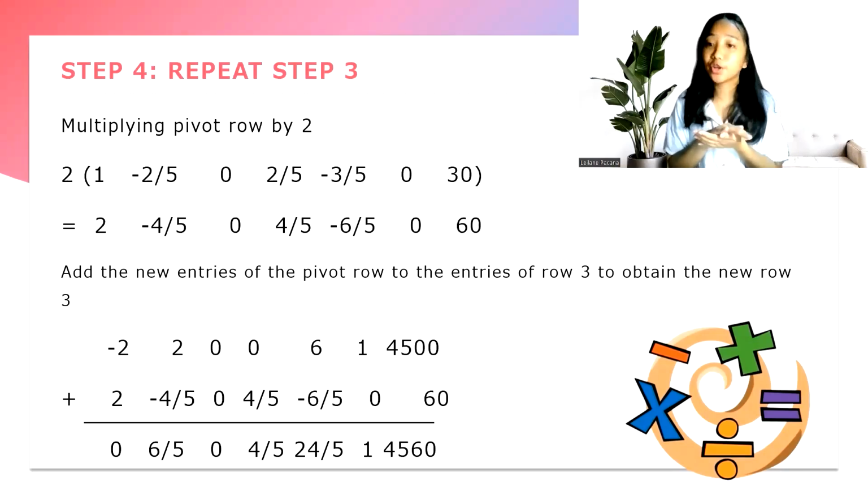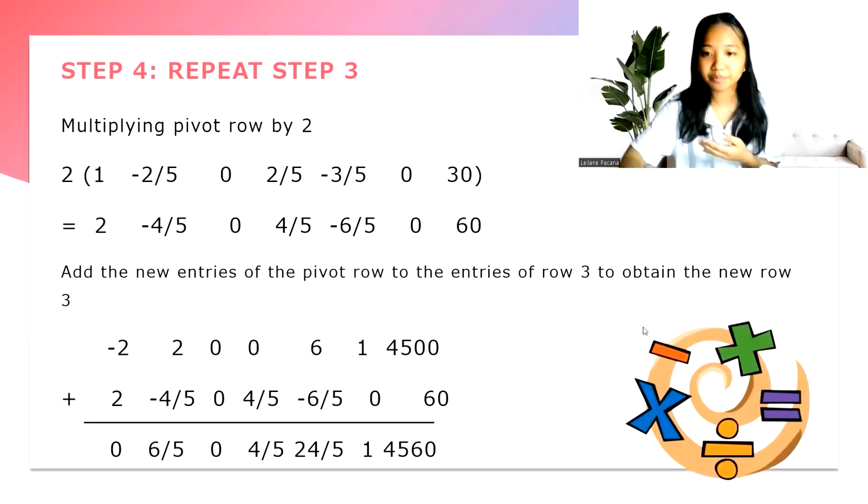2 plus negative 4 over 5, that is positive 6 over 5. 0 plus 0 is 0. 0 plus 4 over 5, that is 4 over 5. 6 plus negative 6 over 5, we have positive 24 over 5. And 1 plus 0, that is 1. 4,500 plus 60, that is 4,560. So that result now, that will be our new row 3 to be put to our table.